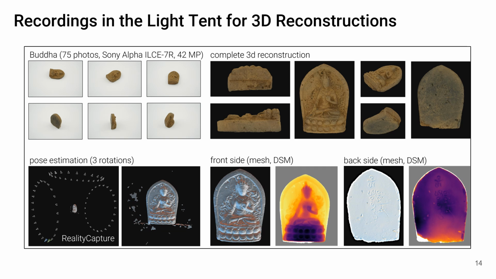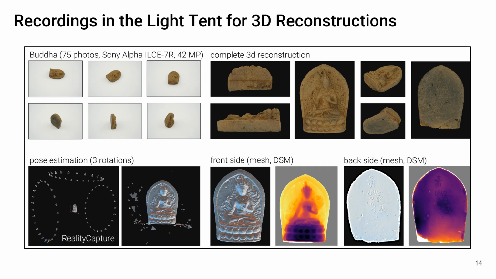Let's now look at a complete reconstruction result from the exposure to the model, which was systematically taken with the presented setup consisting of light tent and turntable. 3 acquisition cycles were performed, in which the object was captured from different perspectives, each with 25 photos taken with a Sony Alpha camera. Below, on the left, we see the 3 rotations in pose estimation and the result of the 3D reconstruction in RealityCapture.